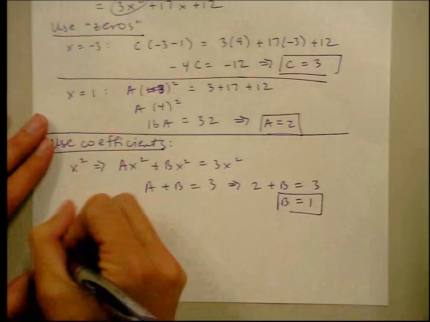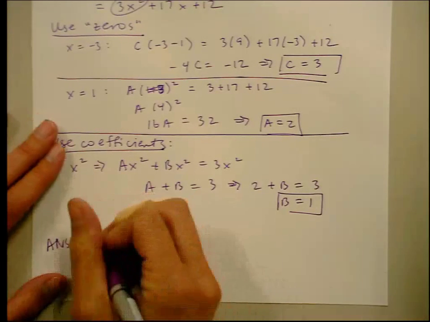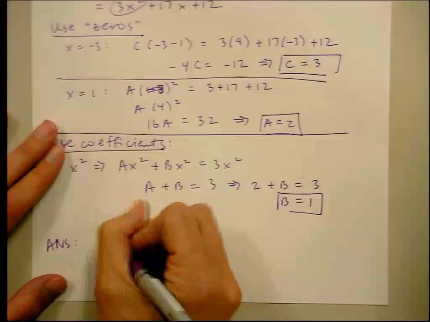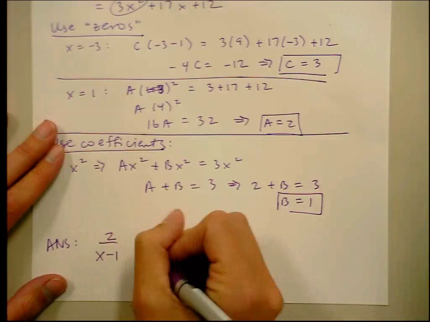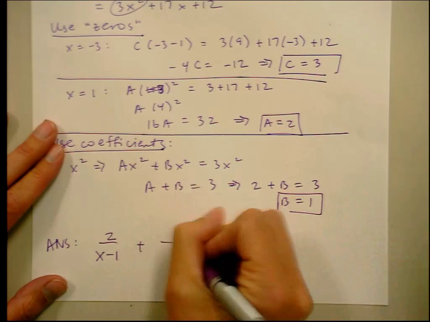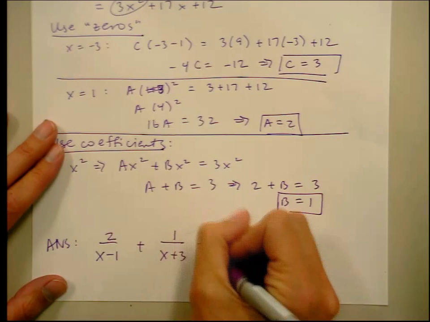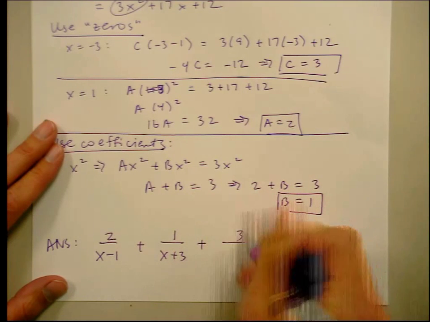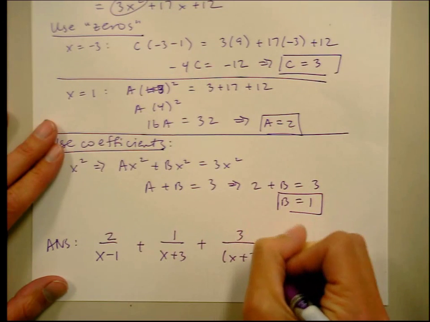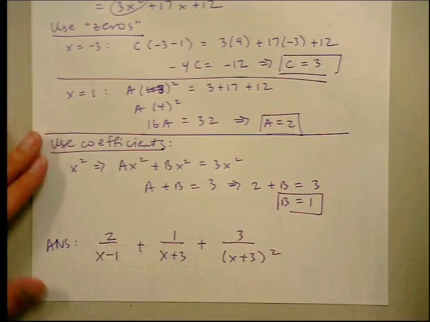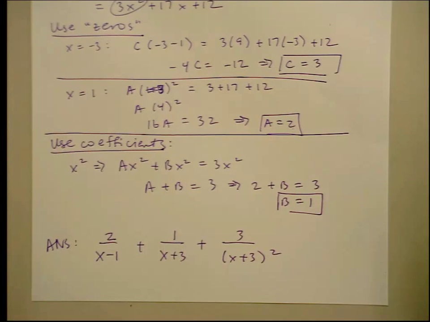That was my last value left to go. So I've got my answer now. That partial fraction decomposition is starting with a 2 for a over x minus 1. B we got last, that's 1 over x plus 3. And then finally C, 3, which is x plus 3 quantity squared. So there's my answer. I've got some more examples to work through with you.